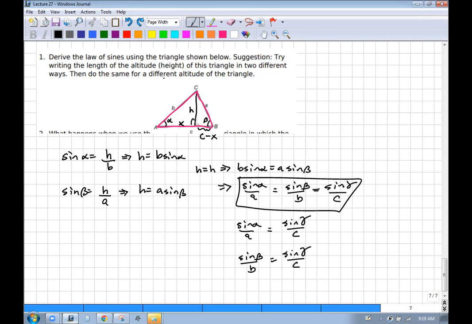All right, what do they want to do? Try writing the length, the height in two different ways. Yeah, that's what we did. We wrote it in two different ways. All right, the word derive. Yeah, you want to be able to derive your identities. That's what we've been doing, right? The word derive means use definitions like these. Those were definitions, right? And then we came up with an identity. So that's what we did. We derived it.